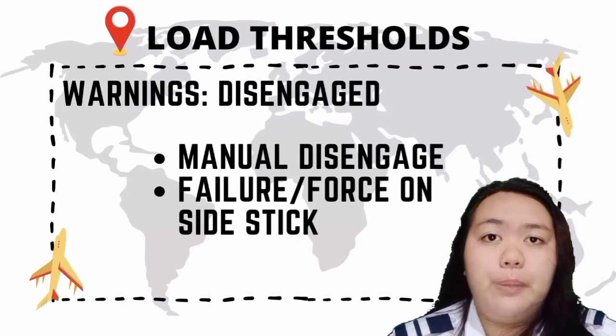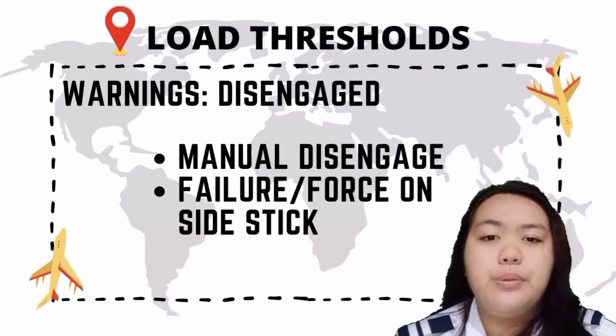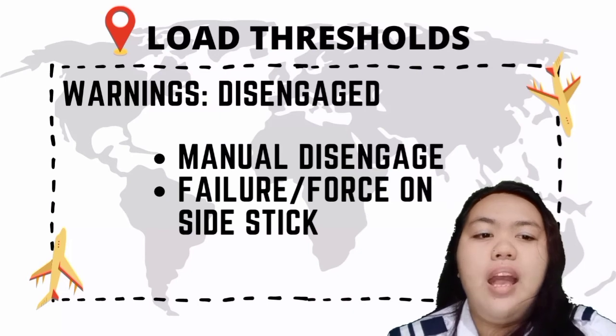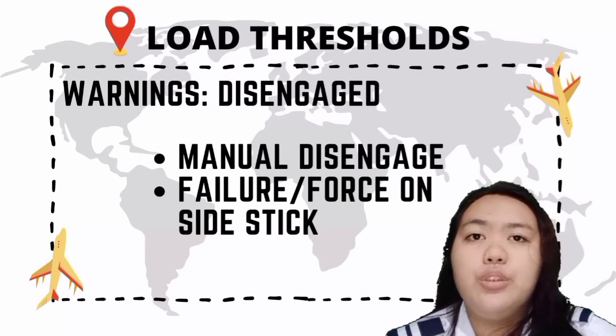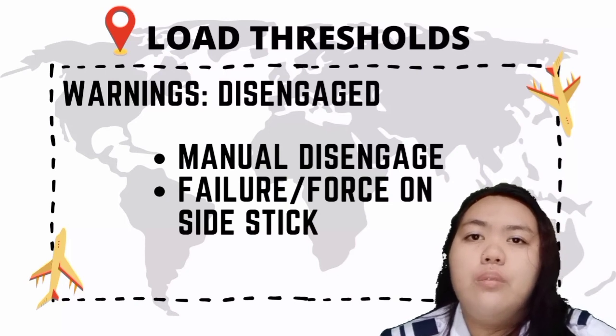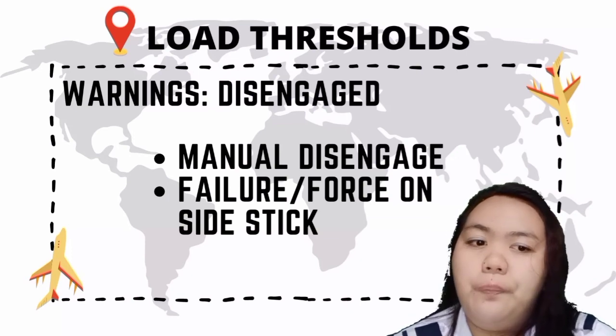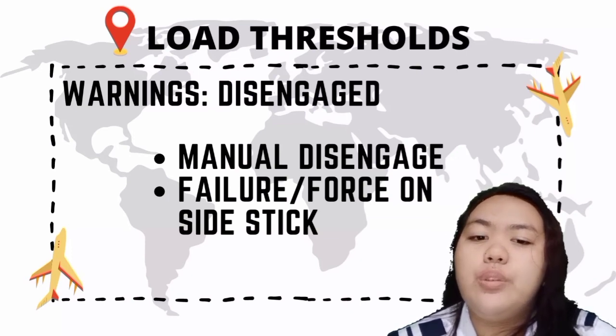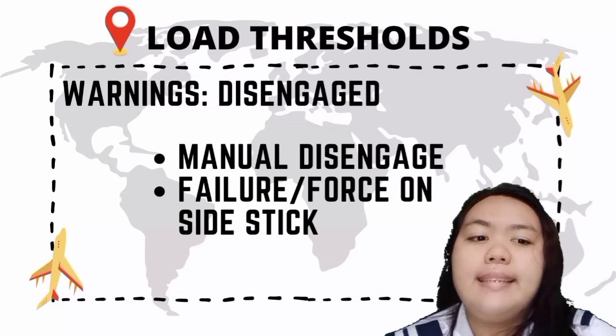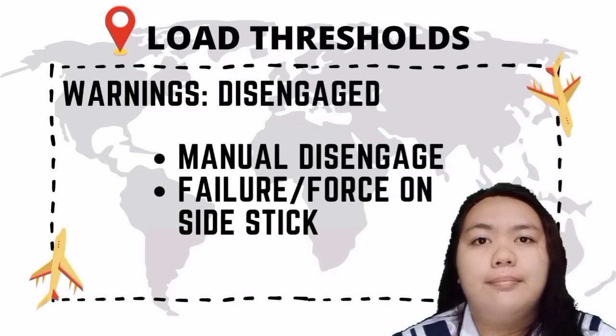And for our last topic, the load thresholds. This applies to the side stick and the rudder pedals. A threshold is defined as a magnitude or intensity that must be exceeded for a certain reaction, phenomenon, result, or condition to occur or be manifested. It is somewhat a limit to the flight controls. In aviation, exceeding the load threshold will result in the autopilot disconnection.